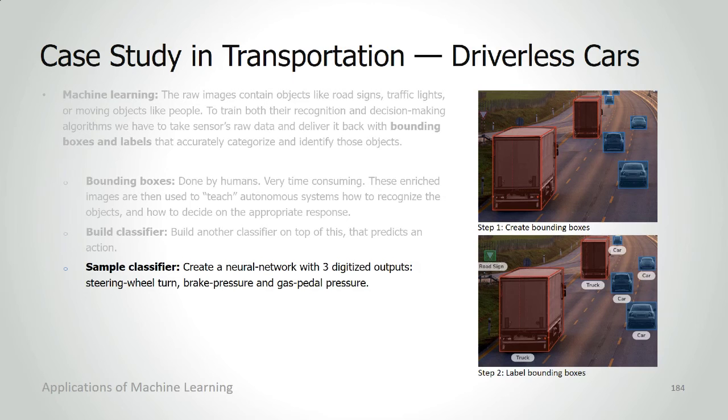One sample classifier could be a neural network, and these are usually deep neural networks. We'll show you that shortly. Let's take a simple one. It has three digitized outputs: the steering wheel turn, the brake pressure, and the gas pedal pressure.